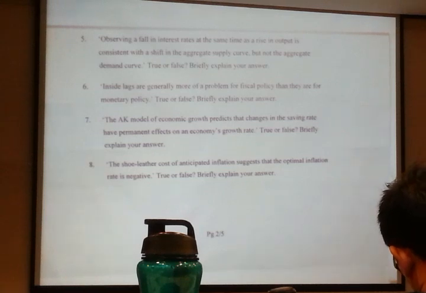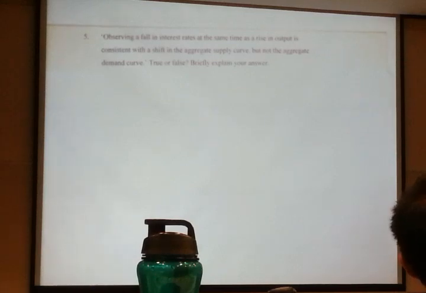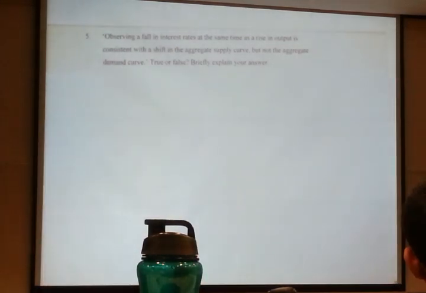Observing a fall in interest rates at the same time as a rise in output is consistent with a shift of the aggregate supply curve, not the aggregate demand curve. So another way this could have been worded would be to say, if you see interest rates fall and output rise, that means the economy is being hit by a supply shock, but not by a demand shock.